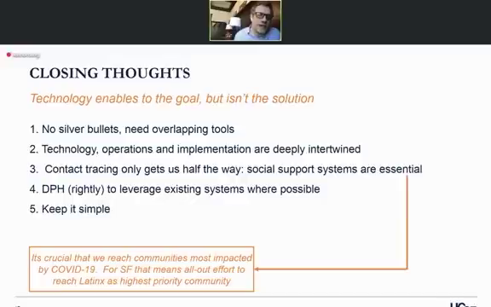Another final thing to say is that for any technology like this, the advantage of having something simple, an interface that can be easily used, and where training can be ramped up very quickly, is also a high priority. Next slide.